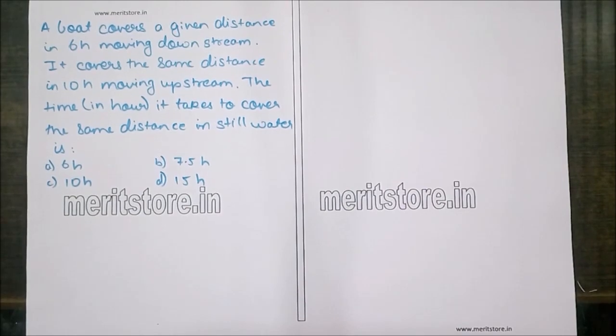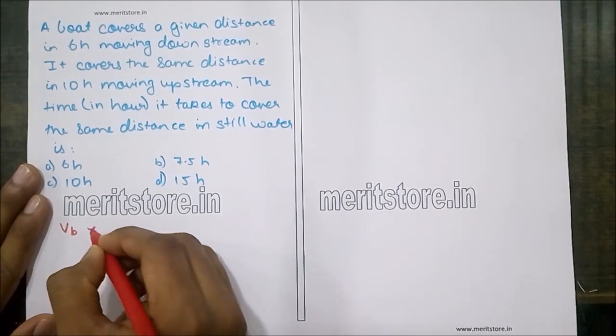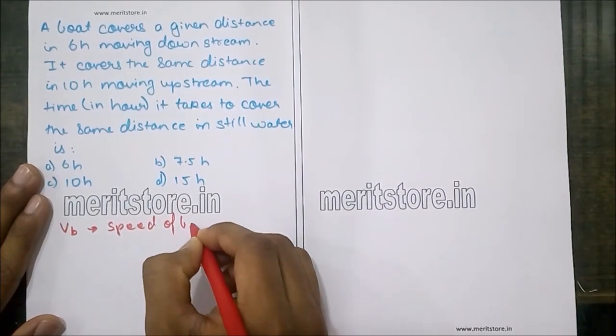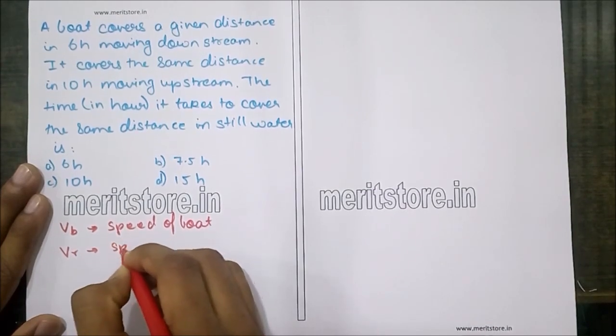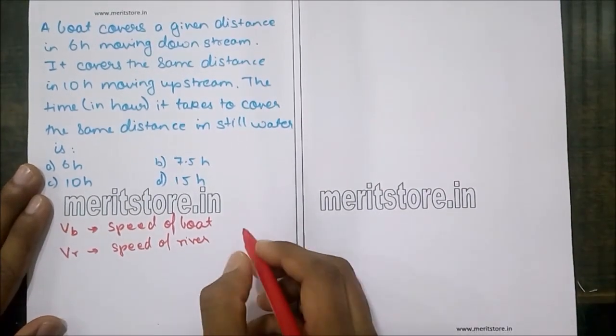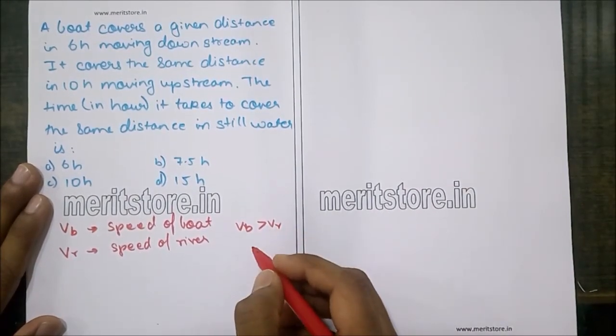A boat covers a given distance in 6 hours moving downstream. It covers the same distance in 10 hours moving upstream. The time in hours it takes to cover the same distance in still water is? Now let Vb be the velocity of the boat and Vr be the speed of the river. Make a note that Vb should be greater than Vr so that the boat would move in the opposite direction.